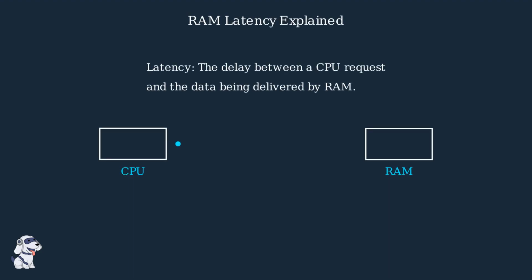Latency, or CAS latency, represents the delay between the CPU requesting data and the RAM delivering it. It is measured in clock cycles. While bandwidth tells you how much data can flow, latency dictates how quickly that flow starts. Generally, lower latency timings result in a more responsive system.